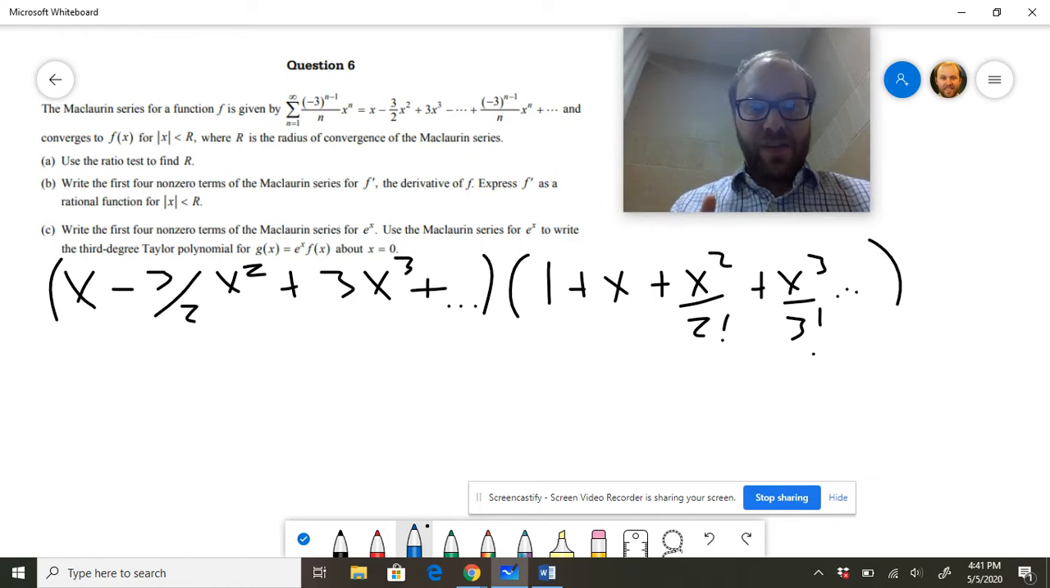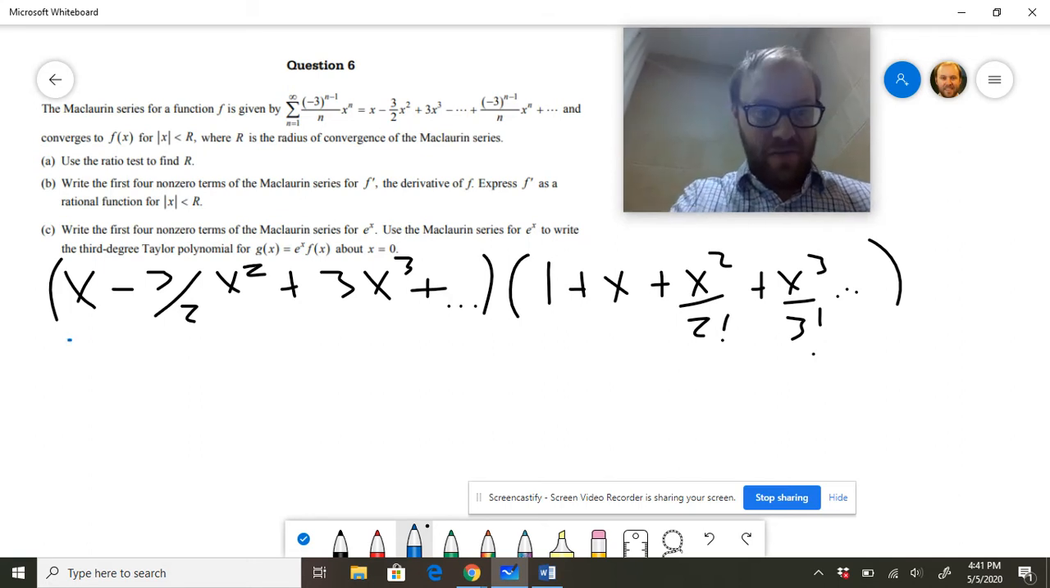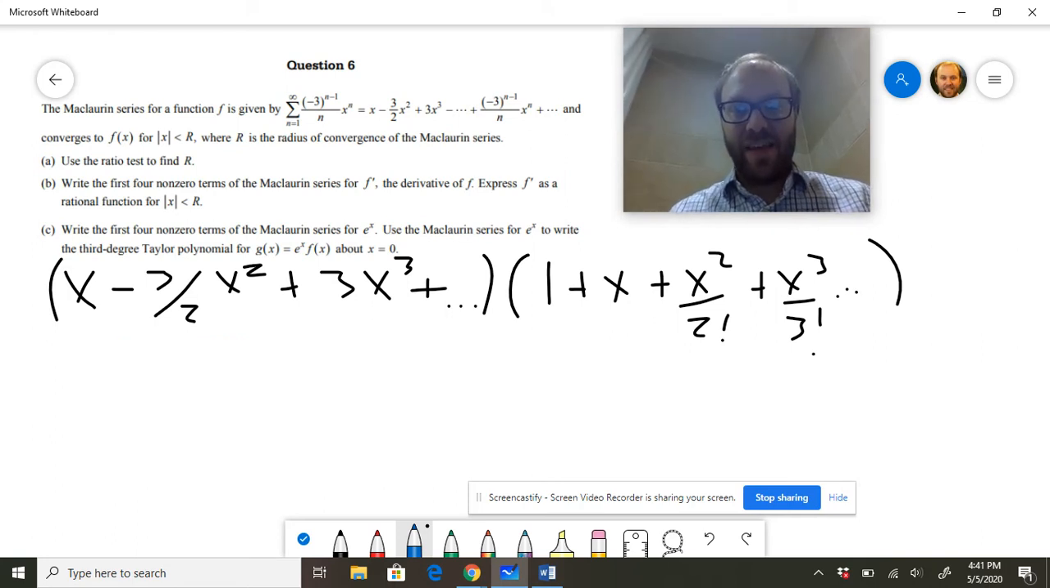Okay, it asks me to use that Maclaurin series to write the third degree Taylor polynomial for g. They define this g function, which is the e to the x function multiplied by f of x. So what we're really doing here is we're taking that original f function, which we have right here, and it's got infinitely many terms. And I think there's a tendency for people to decide that, well, if I'm going to multiply these two series together and they have infinitely many terms, how am I supposed to do that?